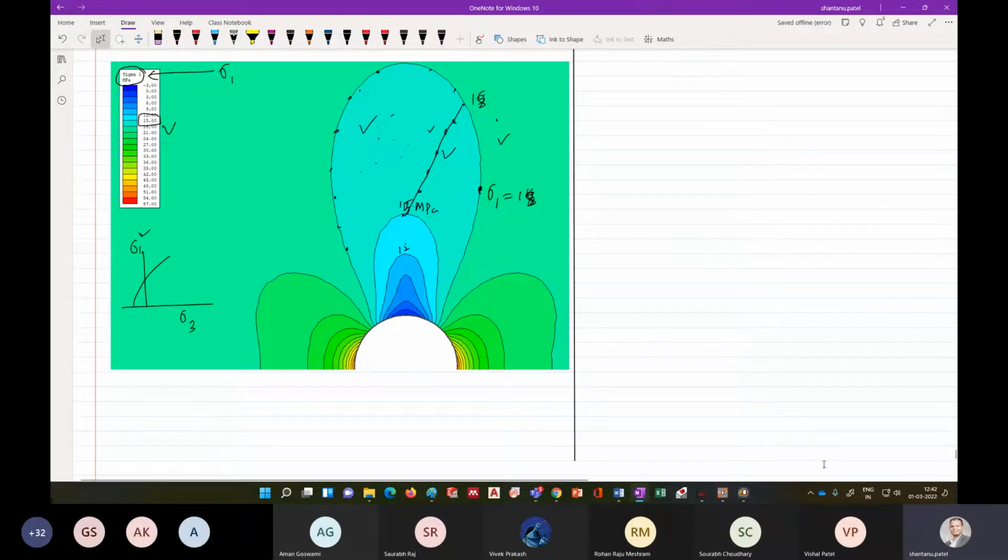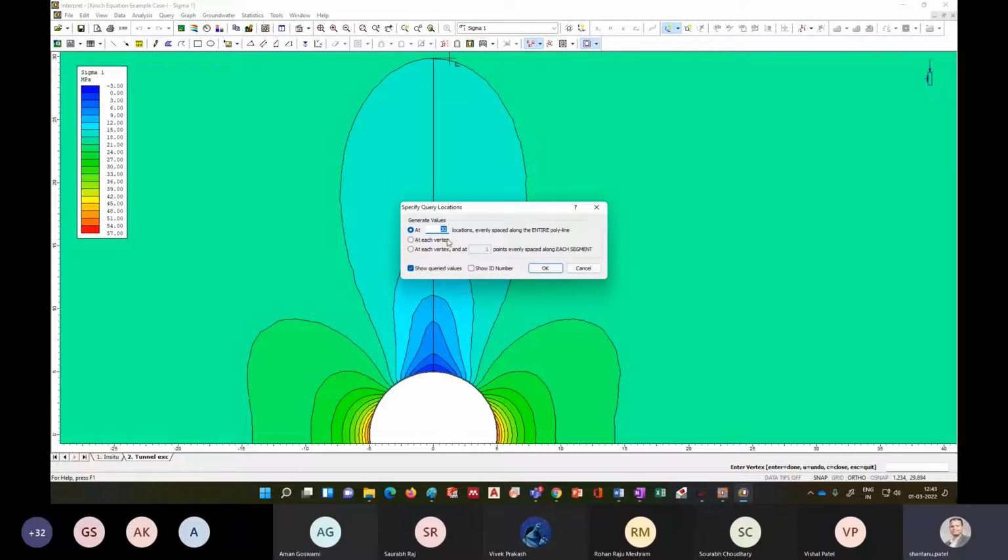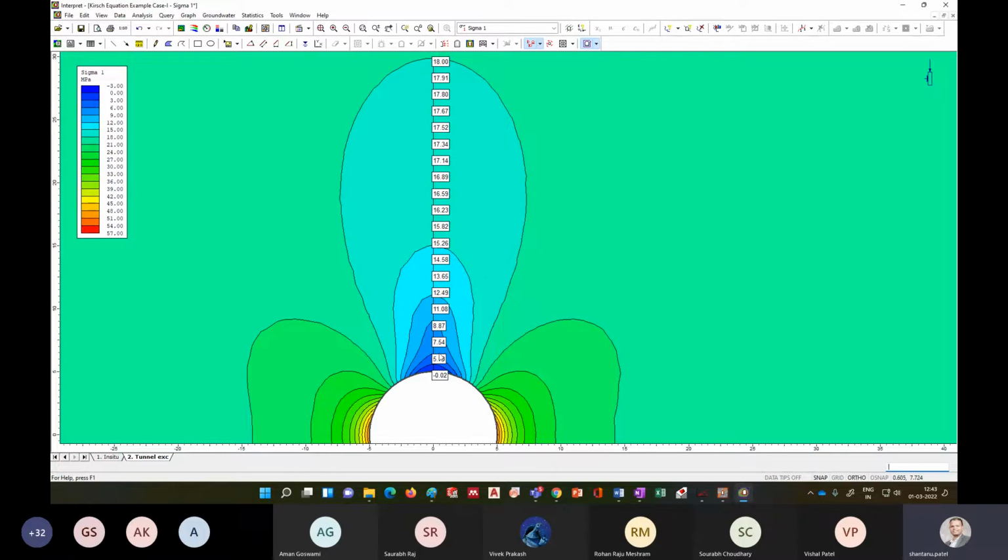Let me quickly show you that. This is a pretty interesting kind of software. If you click this one here, it says add material query. Click the first point, and click another point here, and just press enter. It will ask at how many places you want these values. Let's say make it 20 places. So at 20 different locations, it will tell us the value. See, this is the 18 contour, right?